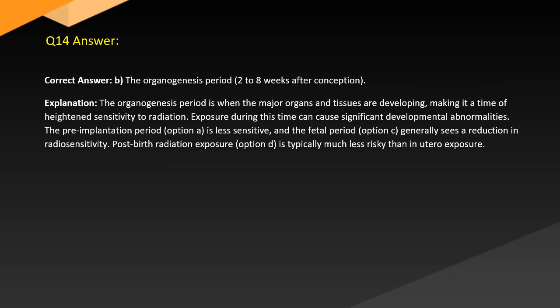Answer. Correct answer: B. The organogenesis period, 2 to 8 weeks after conception. Explanation. The organogenesis period is when the major organs and tissues are developing, making it a time of heightened sensitivity to radiation. Exposure during this time can cause significant developmental abnormalities. The pre-implantation period, option A, is less sensitive, and the fetal period, option C, generally sees a reduction in radiosensitivity. Post-birth radiation exposure, option D, is typically much less risky than in utero exposure.